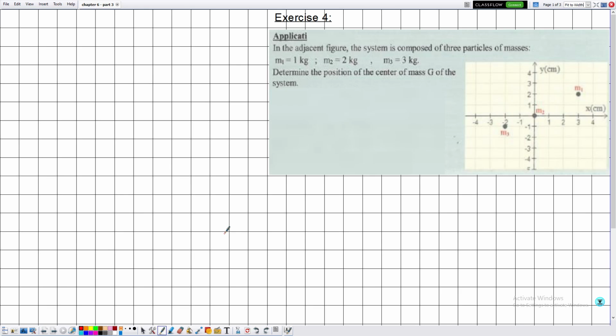Okay, hello everyone. In a new video, we have reached part 3 of chapter 6, which is the center of mass for grade 11 students. In this one we are going to solve some exercises. We have reached exercise number 4.